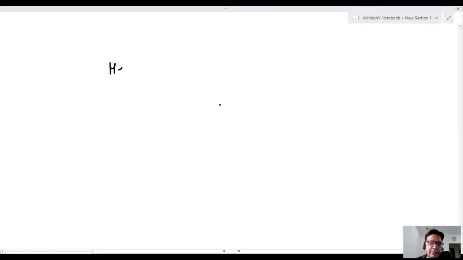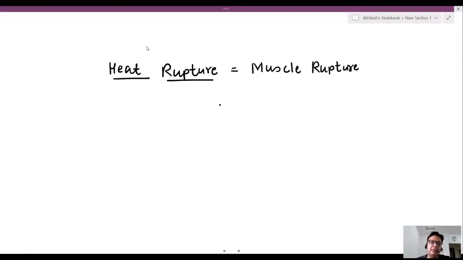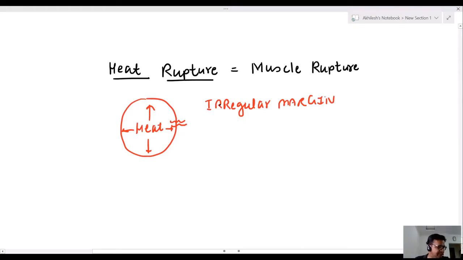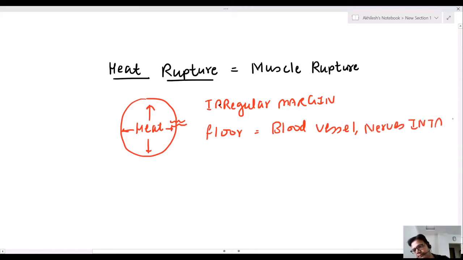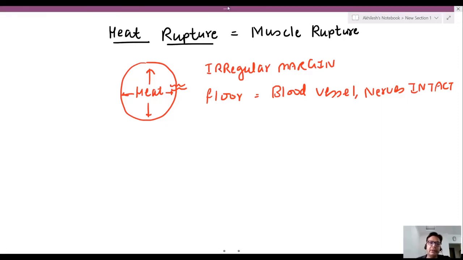Now, in burn, due to heat, we have heat rupture. It is a muscle rupture. Due to heat, inside the muscle we have excessive heat. This causes rupture, known as heat rupture. The margins are irregular. In the floor of heat rupture, blood vessels and nerves are intact. This is known as heat rupture, with irregular margins.